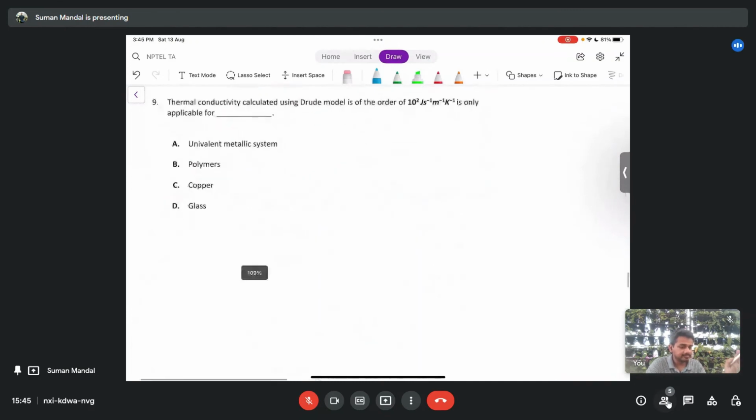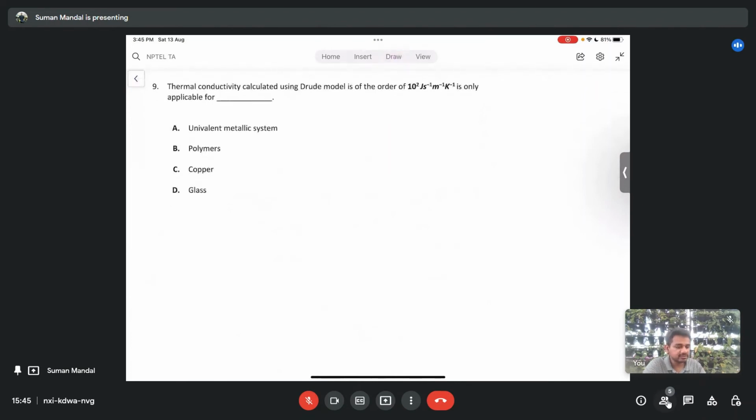So now this question is again a follow up of the previous question. Thermal conductivity calculated using the Drude model is of the order of 10 power 2 joules per second per meter per Kelvin, or watt per meter per Kelvin. It is applicable for which kind of materials? Univalent metallic systems, polymer, copper, or glass?